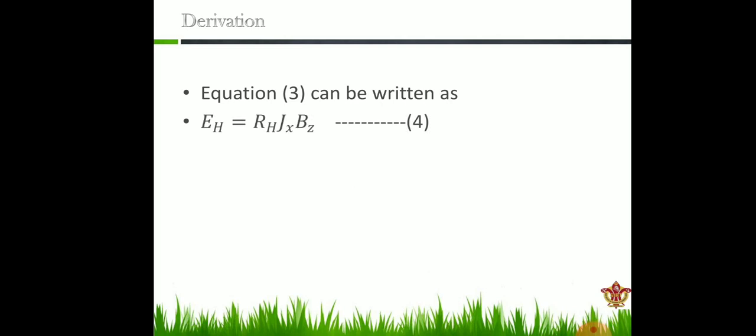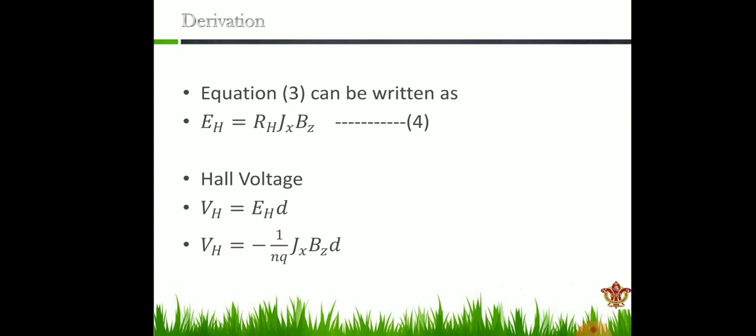Now we are going to calculate the value of VH, the Hall voltage. To calculate it, we use the formula VH equals EH into D, electric field into displacement. The value of electric field we have already calculated is minus 1 by NQ Jx Bz into D, or RH Jx Bz into D. So the value of VH is this.